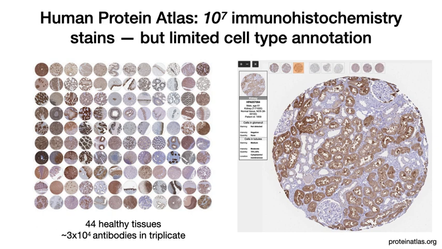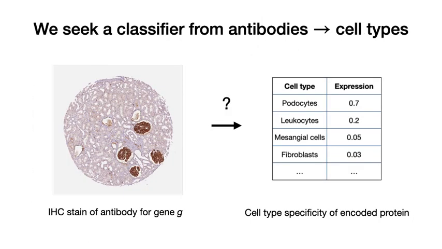It still requires visual interpretation by a human expert to determine exactly where the antibody signal is localizing, and pathologist time is costly. To state the problem explicitly, the object we desire here is a mapping from an antibody, represented here as an IHC image and nominally targeting some gene, to an indication of whether it's going to be a suitable marker for some cell type of interest.